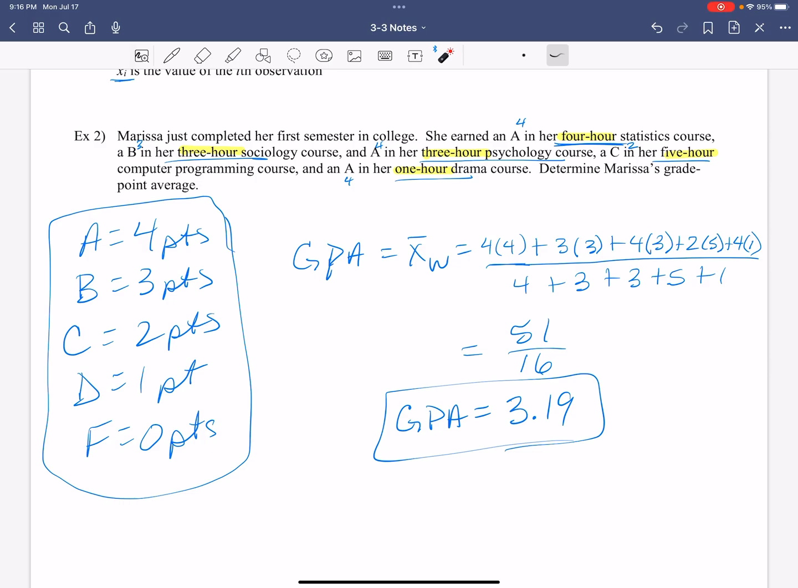And ladies and gentlemen, that is a weighted mean. That's all there is to it. Pretty sweet to have a nice, easy section every once in a while, right? Okay, keep up the good work.